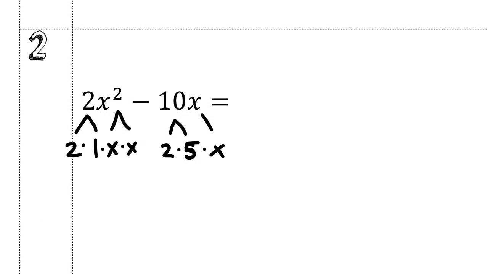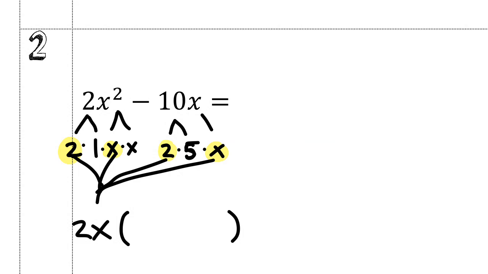So if I look at the numbers that they have in common, what I'm seeing is they have a 2 in common, okay? But they also share one x. And once I highlight that x, you'll see there's no more x's here, so I can't choose this x too. I can only choose one of them that they have in common. So since they have a 2 and an x the same, that's what I'm going to pull out here in my parentheses.